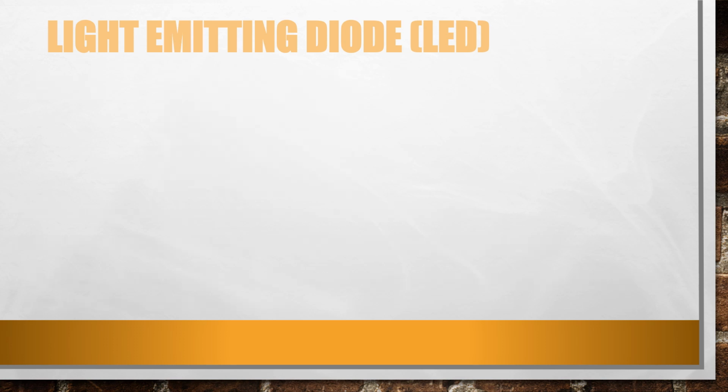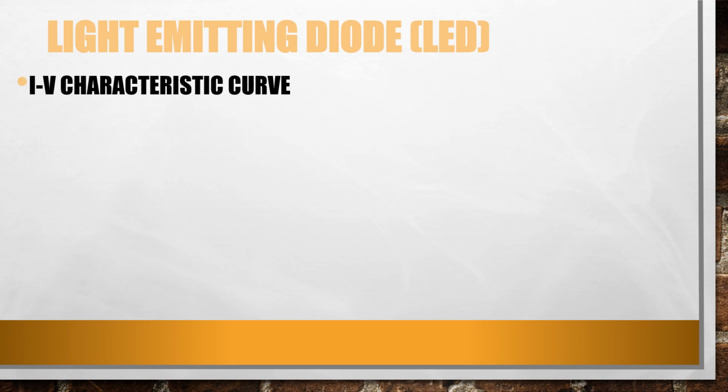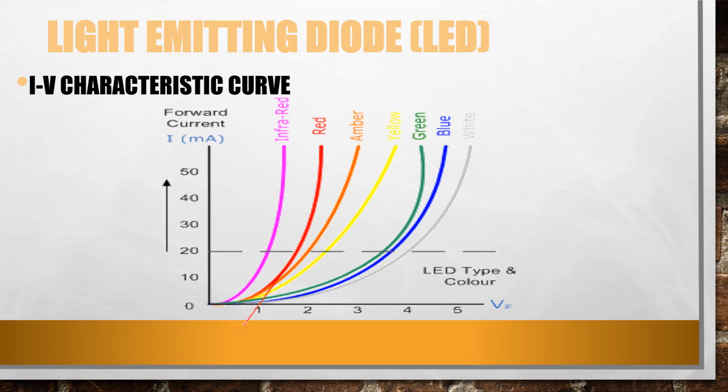Now we will talk about the current voltage characteristic curve of light emitting diodes. Look at this figure. This figure shows the curves of different LEDs. LEDs are diodes whose PN junctions behave in a non-linear fashion. Very little current flows until the forward voltage is reached. Above this value, the current increases exponentially with an increase in voltage.